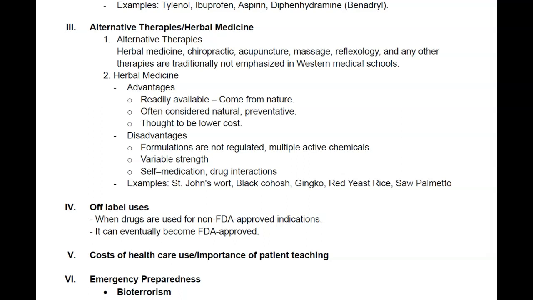Examples of herbal remedies include St. John's wort, which is usually used for mood or depression. Black cohosh is used for hormonal imbalance for women. Ginkgo, they say it's good for memory and alertness. Red yeast rice is for cholesterol, and saw palmetto is actually used for BPH, or benign prostatic hypertrophy.